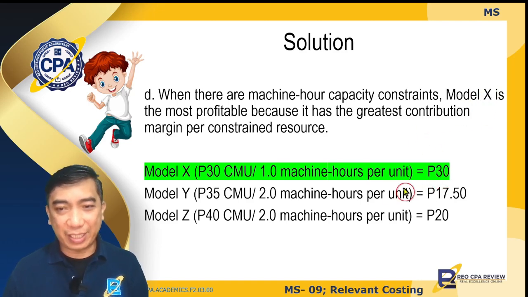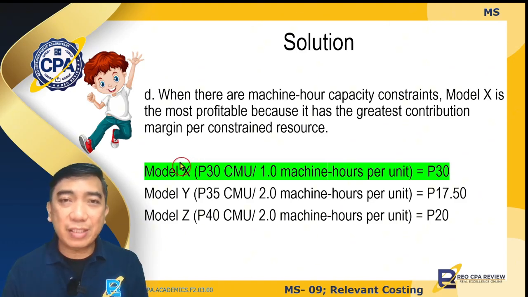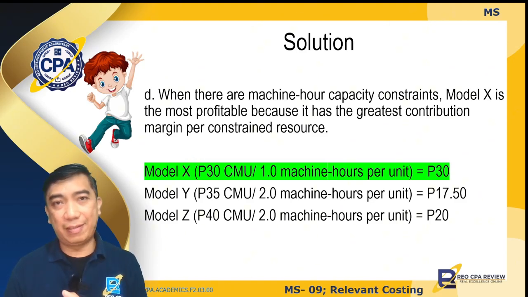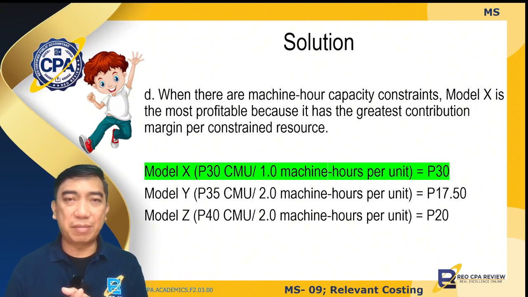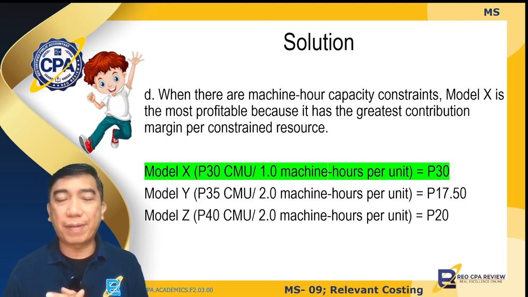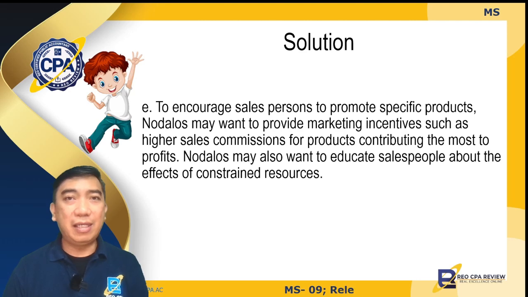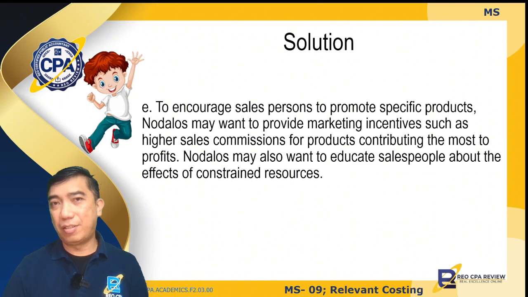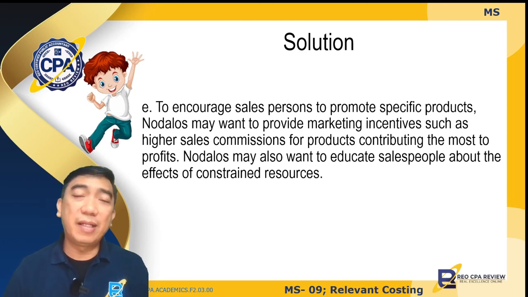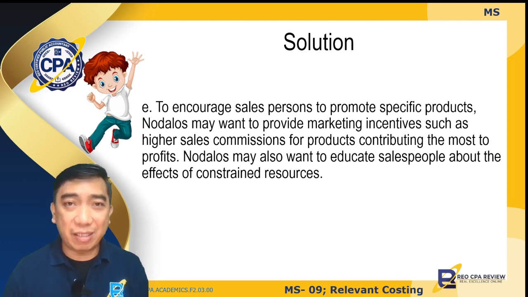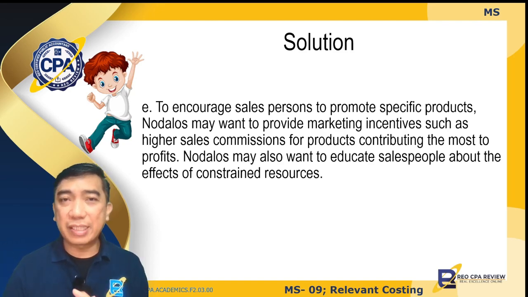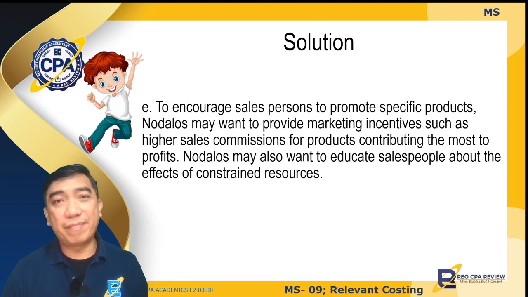Tama? So model X. So tandaan nyo na, if there are no limited resources, it is contribution margin per unit. But if there are limited resources, it is the contribution margin per limited resource. Okay, that's letter D. Now, letter E. Aside from those factors, ano pa pwedeng gawin ni Nodalos para encourage niya na ibenta yung mas profitable product? Ang sagot doon, class, qualitative factor, provide them incentives. Magbigay ka ng incentive to your salesperson for selling the more profitable product.